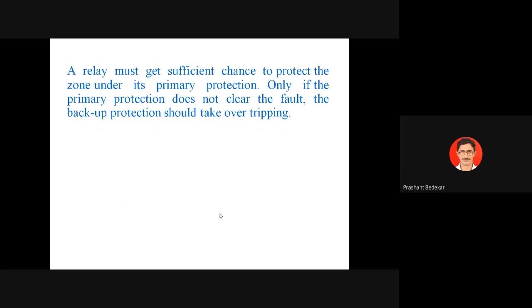Now, a relay must get sufficient chance to protect the zone under its primary protection. Only if the primary protection does not clear the fault, the backup protection should take over tripping. Just to understand what is mentioned in this sentence, let's see this particular diagram. A simple radial system. For understanding purpose, I am taking a simple radial system consisting of 2 sections and hence 2 relays, relay RA and relay RB.